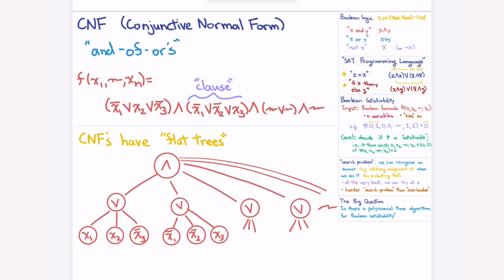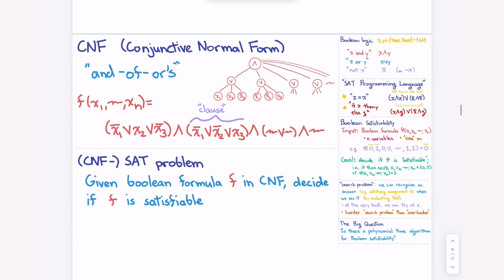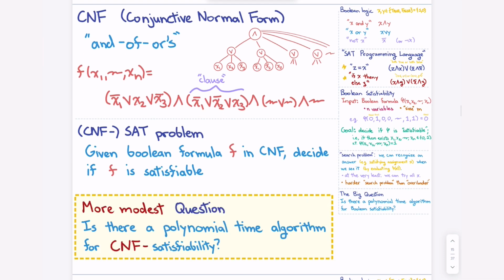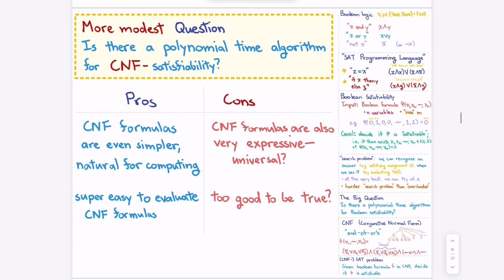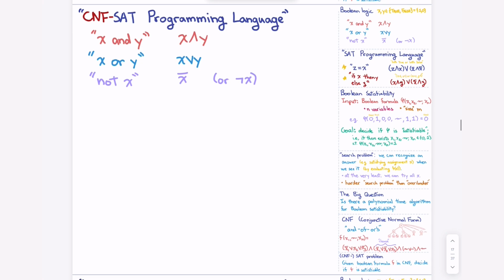Okay. Well, that would be amazing. So how do we do that? Well, let's explore that. Sorry, I should have said this first. The more modest question we're going to look at is for a special case of conjunctive normal form. Actually, let me go back. I'll come back to this.